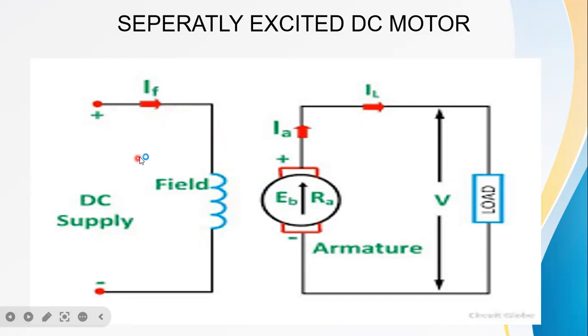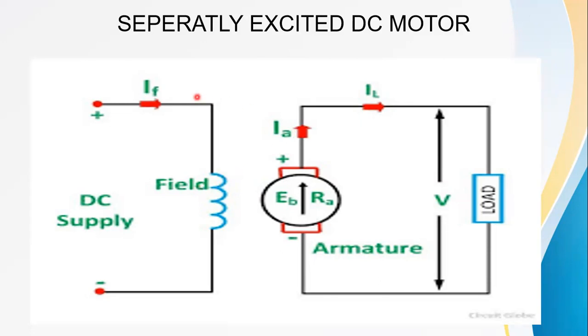Excitation is constant here. By maintaining the excitation constant, we have to verify the characteristics of this DC motor. That is the torque versus IA characteristics, speed versus IA characteristics, and speed versus torque characteristics. These three characteristics we have to understand by using MATLAB Simulink.